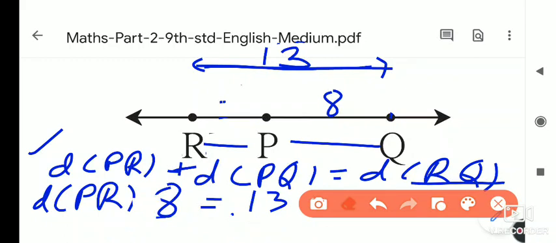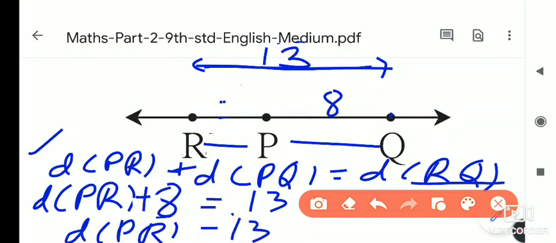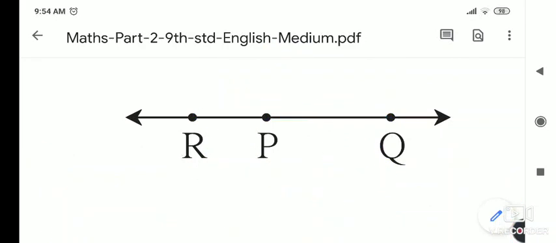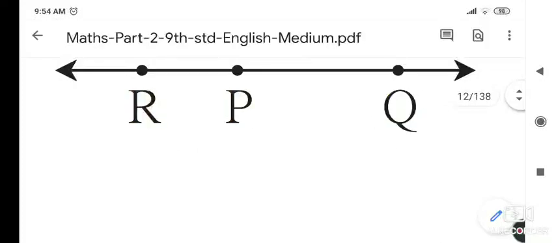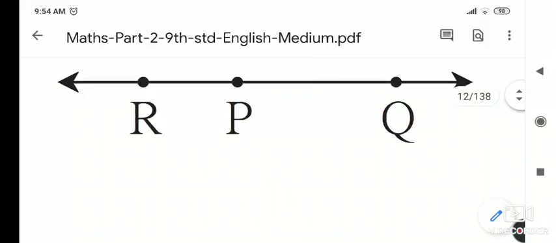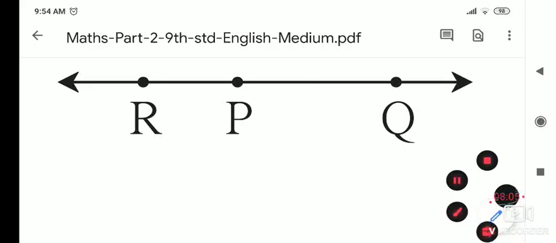Now, distance of PR is equal to 13 and this 8 goes to the other side for subtraction. So 13 minus 8 is equal to how much? That is 5. In that way, if any distances are given to us, we can find the remaining distance by using the property of betweenness. Now we will see some examples.